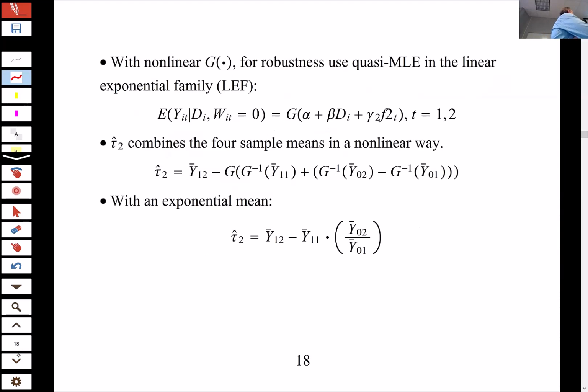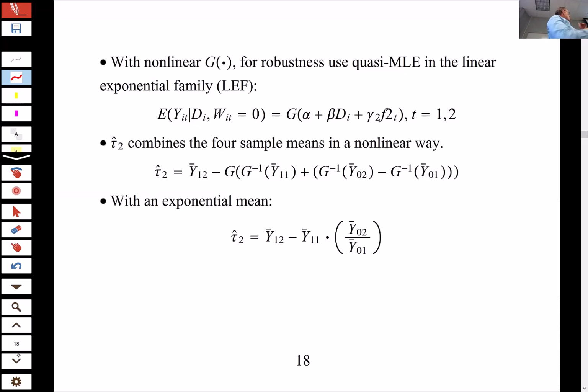For nonlinear models, we use the robustness of the quasi-MLE in the linear exponential family. There are only two that I'm especially interested in. One is the Bernoulli distribution, which applies to both binary and fractional outcomes. And the other is for non-negative outcomes, which applies to count or corner solutions or even continuous non-negative variables.